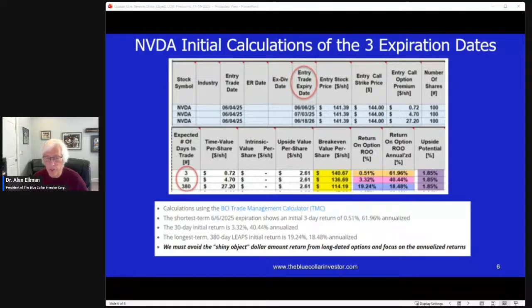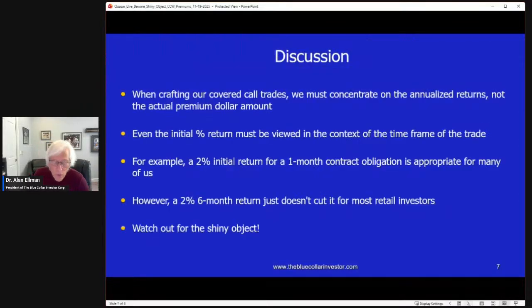So let's summarize now in the next slide, Steve. When we craft our covered call trades, we must concentrate not on premium dollar amount. No, that's the shiny object, but rather on the annualized returns. And you must take those initial percent in the context of what time frame we're looking at. 3 days, 30 days, 380 days.